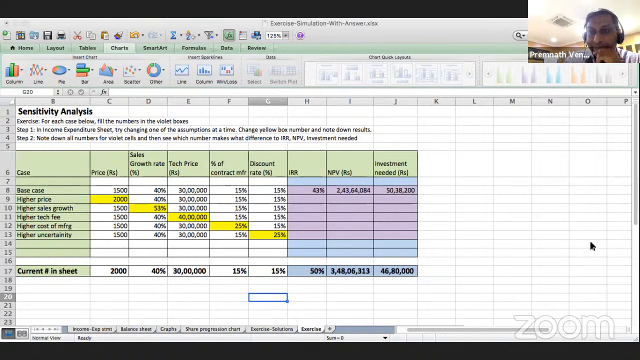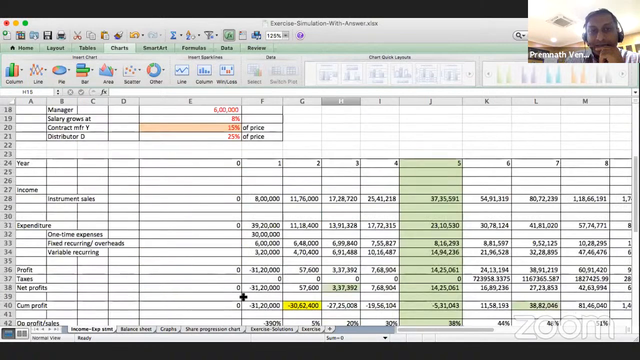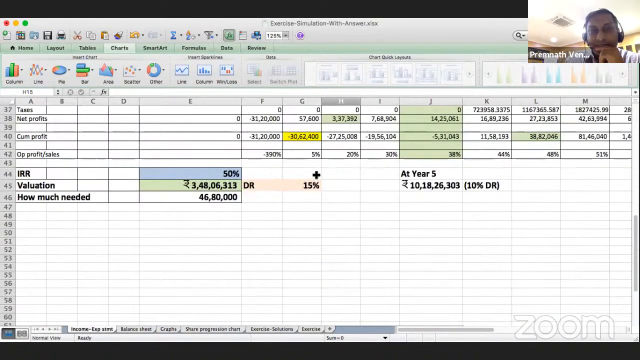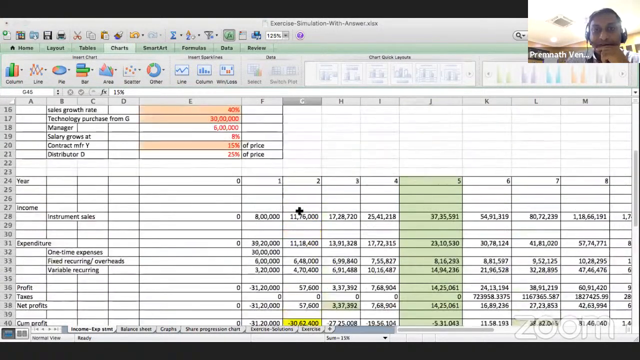Okay, we have some answers coming. Anybody else? Sai Prasad, something is wrong because obviously with higher price, you should be getting a higher IRR. Yeah, so the discount rate is here. Sorry, it's not in the assumptions, it's here, this number. Can you see it on the screen? Yeah. In cell G45.